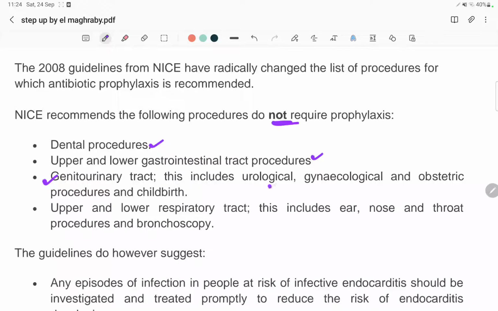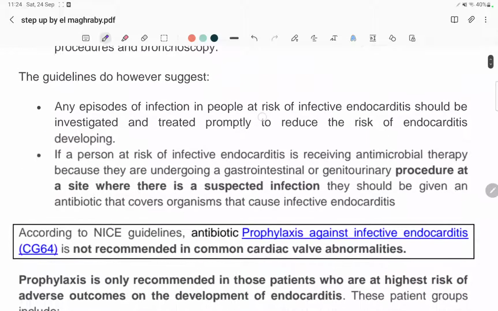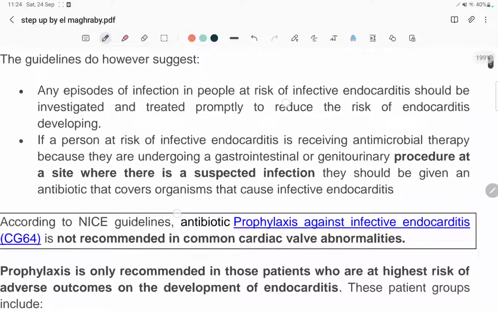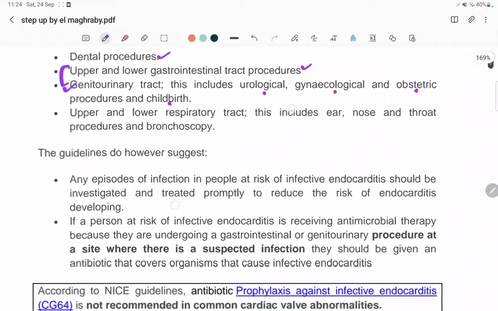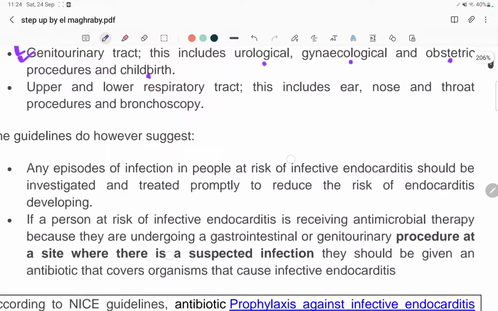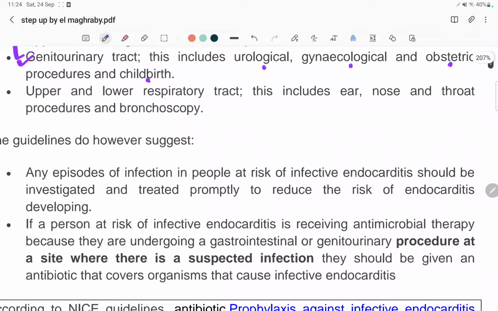This includes urological, gynecological, obstetrical procedure, childbirth, upper and lower respiratory tract. This includes ear, nose, throat procedure, and bronchoscopy. So all these procedures, they don't need infective endocarditis prophylaxis. They, however, do suggest that any episodes of infection in people at risk of infective endocarditis should be investigated and treated promptly to reduce the risk of endocarditis developing.